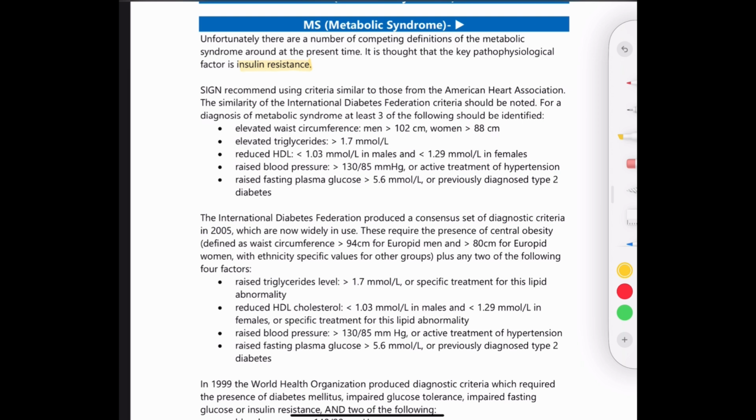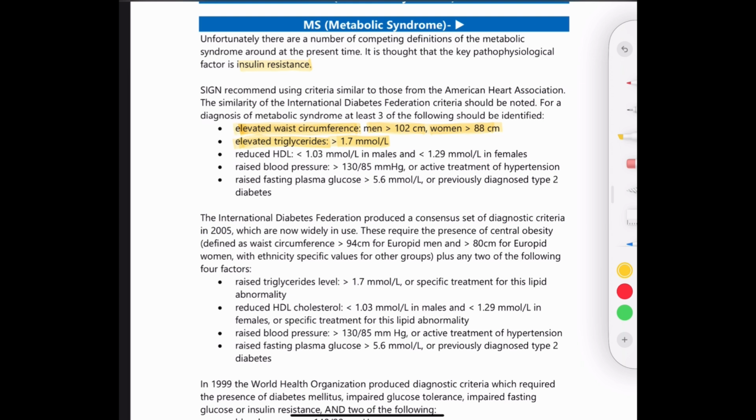Now, for a diagnosis of metabolic syndrome, we require at least three of the following conditions to be identified. First, elevated waist circumference: men greater than 102 centimeters and women greater than 88 centimeters. Another is elevated triglycerides, greater than 1.7 millimole per liter. You need to remember these criteria so you can diagnose the metabolic syndrome.